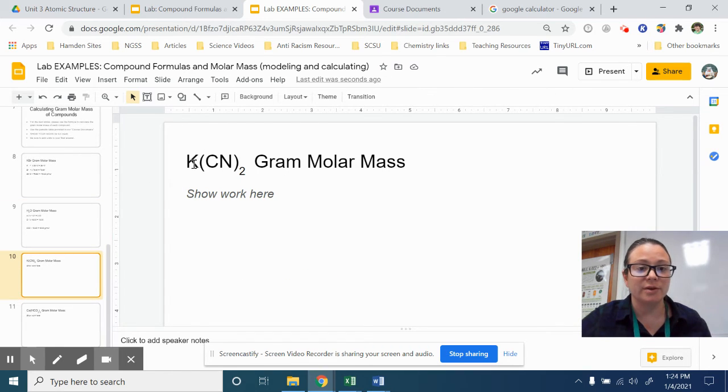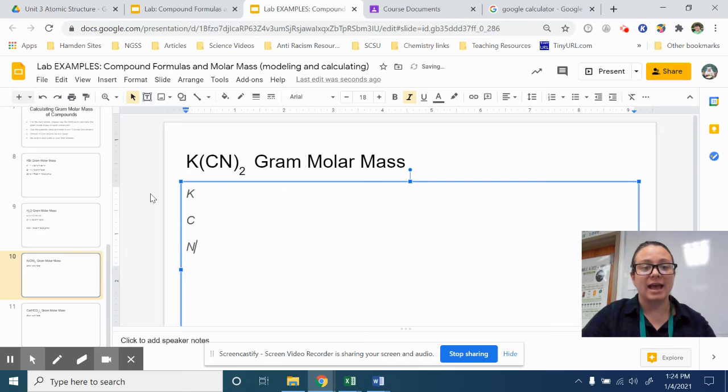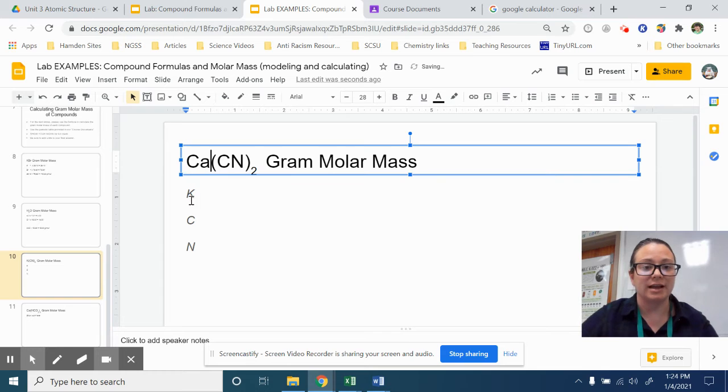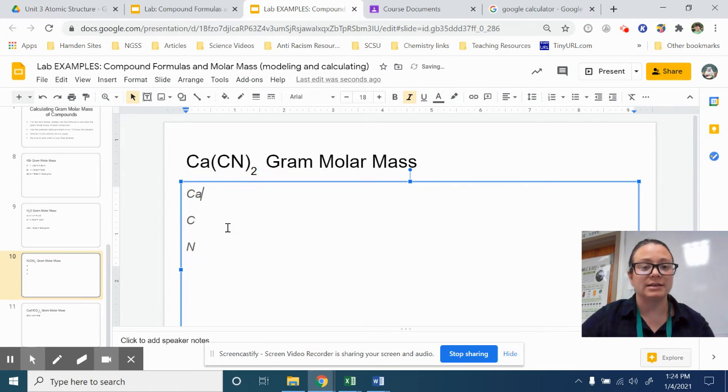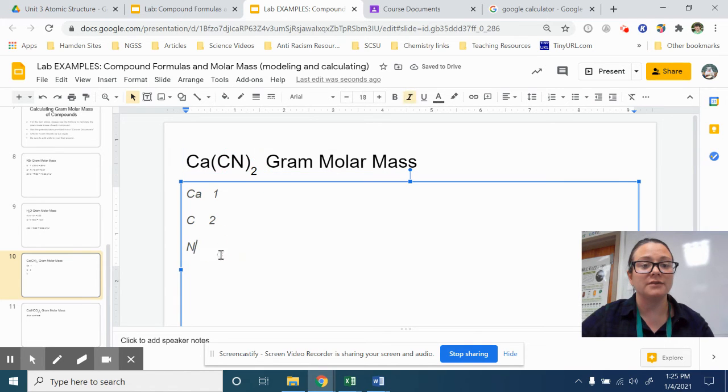You can do this. All right, the formula now is CaCN2. Sorry, I did this one differently, right? We changed that one to Ca. Just kidding. CaCN2. All right, so when I'm counting these, I have 1 Ca. When I'm counting the C in the end, remember that 2 multiplies through. 2 times 1 gives me 2 carbons. 2 times 1 gives me 2 nitrogens.